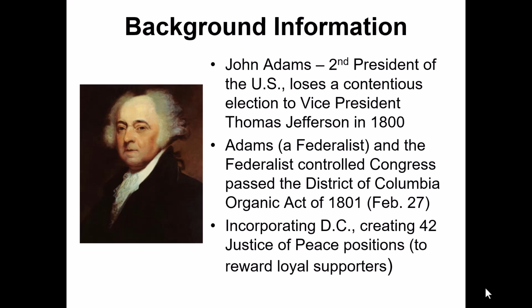leave office and hand over power to Thomas Jefferson, the Federalist-controlled Congress passes the District of Columbia Organic Act of 1801. It officially makes Washington, D.C. a city and creates 42 Justice of the Peace positions, for the most part to reward loyal supporters, because D.C. was not that populated and didn't really justify 42 new Justice of the Peace positions, but they wanted to create these positions to reward loyal supporters and place Federalists into this judicial system.